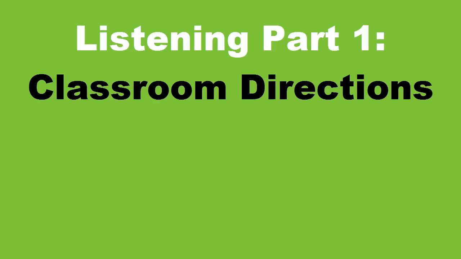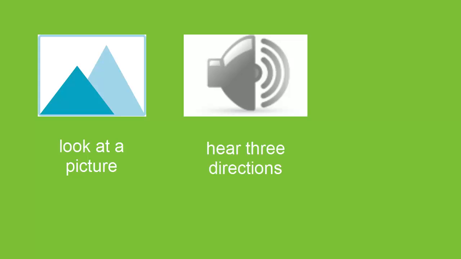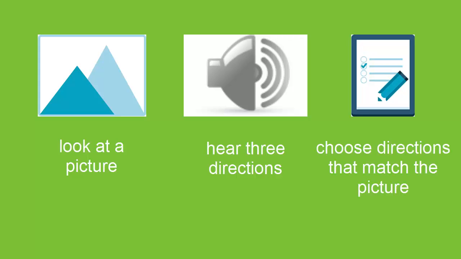Now let's take a closer look at each part of the test. The first part of the listening test has to do with classroom directions. Students look at a picture that shows one or more students doing something. They hear 3 directions. One of those directions is what the teacher said to get the students to do what the picture shows. The students need to choose the directions the teacher gave. In other words, they need to get the main idea.